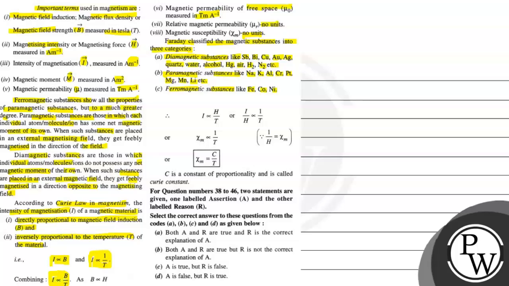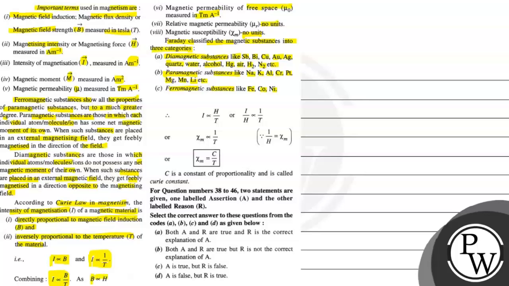So I is directly proportional to B upon T, and as B is directly proportional to H, I is directly proportional to H upon T. We can say that I upon H is going to be proportional to 1 upon T. Because I upon H is chi m, we put that value here, so it becomes chi m equals C upon T, where C is the constant of proportionality and is called the Curie constant.